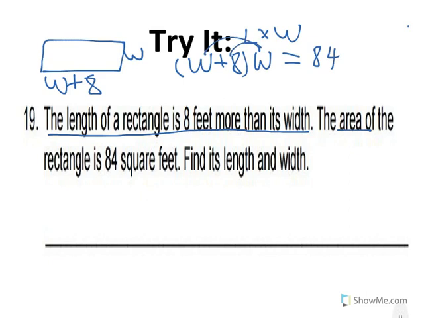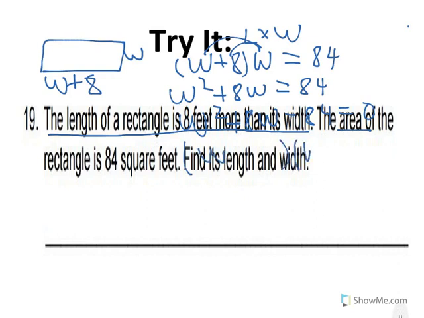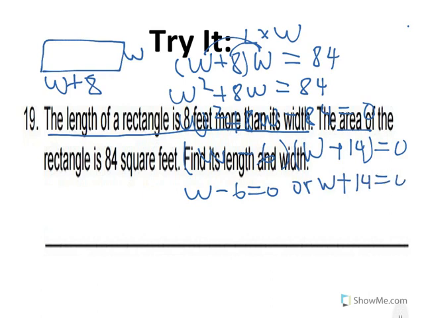So use FOIL. So W squared plus 8W equal to 84. So we have W squared plus 8W minus 84 equal to 0. And then factor, so this is W minus 6 and W plus 14 equal to 0. So we say that W minus 6 equal to 0, or W plus 14 equal to 0. So W equal to 6, or W equal to negative 14.